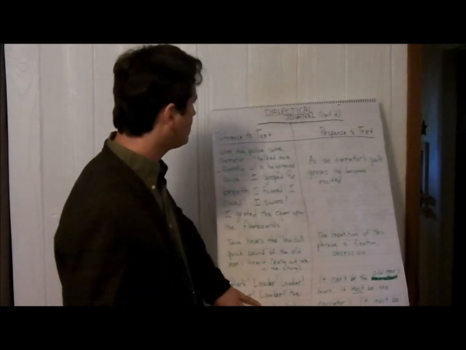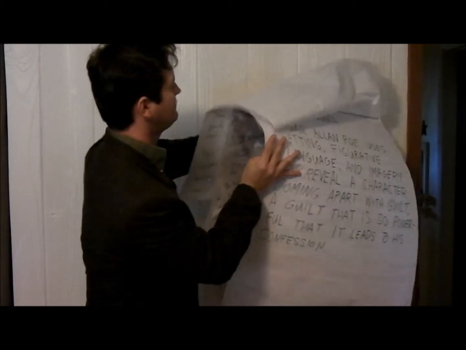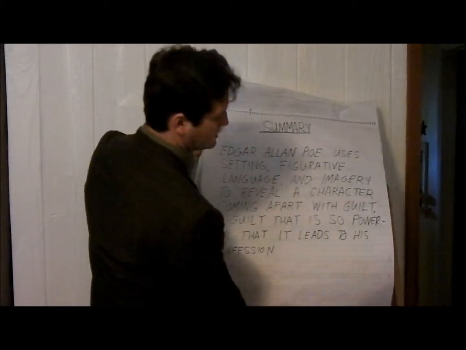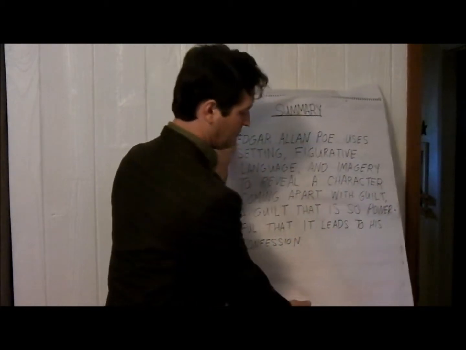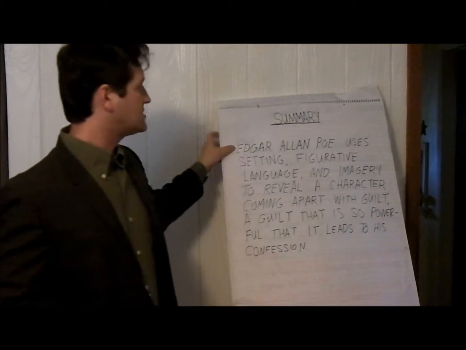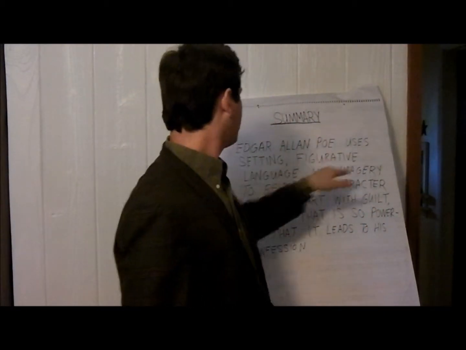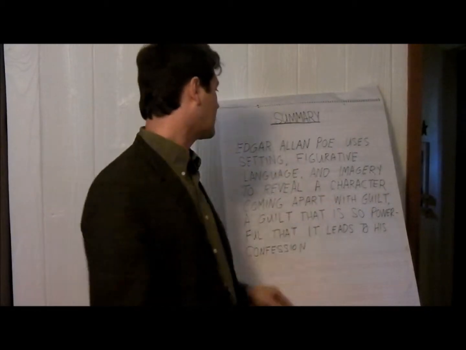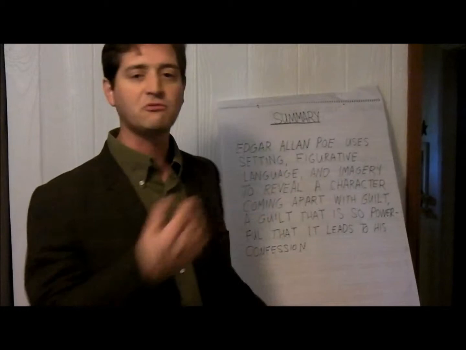Okay, so that would wrap up the dialectical journal, except for the very last part, where the student has to take all of those notes that he or she has made and provide some sort of a summary of what they've learned. And of course, we're talking about theme here. So, this is an example. Student could say many other different things. Edgar Allan Poe uses setting, figurative language, and imagery to reveal a character coming apart with guilt, a guilt that is so powerful that it leads to his confession.